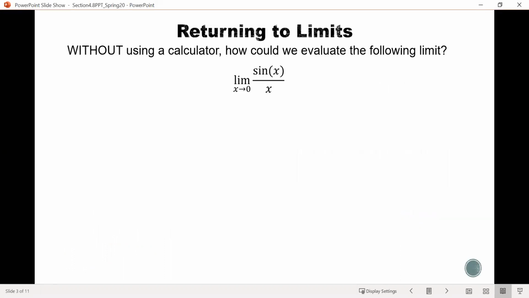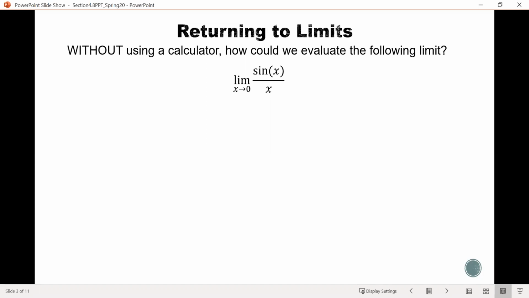It relates to limits. So you remember way back at the beginning of this whole calculus adventure, we started looking at limits. They were something that helped us later understand finding the slopes of tangent lines, which eventually led to derivatives. But let's look at this. We're given this limit as x approaches 0 of sine of x over x, and we want to try to evaluate it without using a calculator.